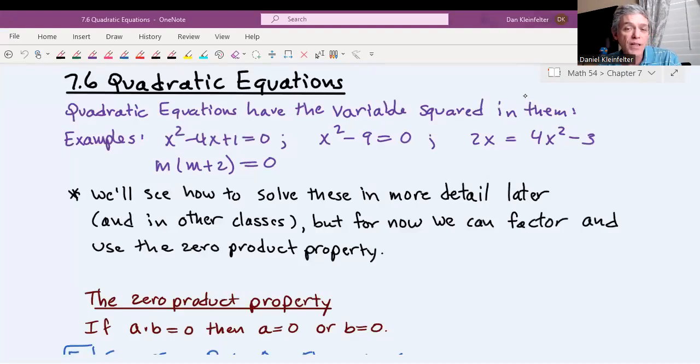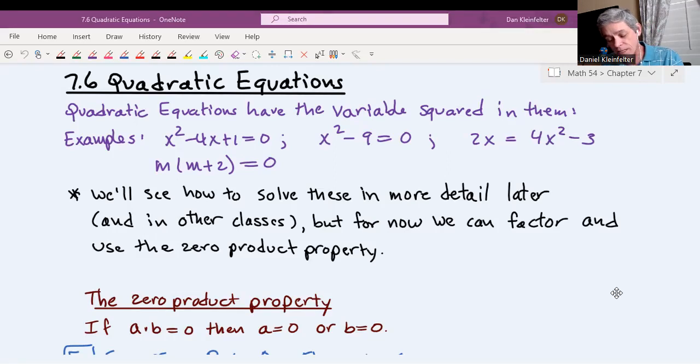Welcome back. In this video, we're going to finish up Chapter 7 by looking at Section 7.6, which is on quadratic equations. So this section actually has quite a bit to it, and there's a big change in this section versus others in that we're dealing with equations rather than expressions, so we need to make sure that we know the difference there. And so let's get started.